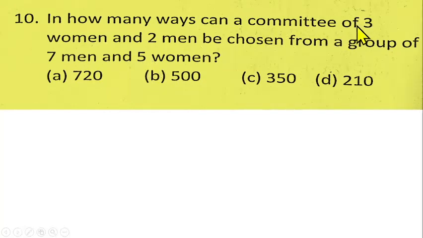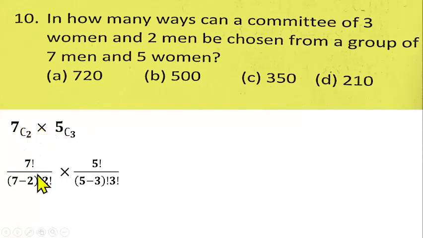So 3 women from 5 women, then 2 men from 7 men. So that means you'll be having 7 combination 2 multiplied by 5 combination 3. 7 combination 2 is picking 2 men from 7 men, multiplied by 5 combination 3, picking 3 women from 5 women. If you understand combination, that will give us 7 factorial over (7 minus 2) factorial times 2 factorial, multiplied by 5 factorial over (5 minus 3) factorial times 3 factorial.